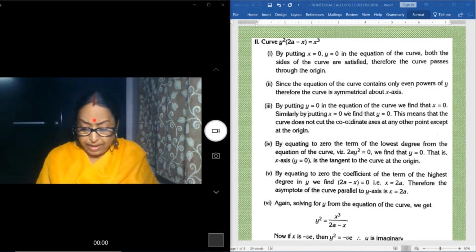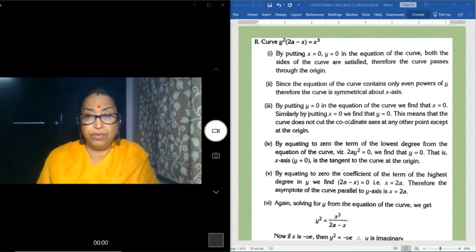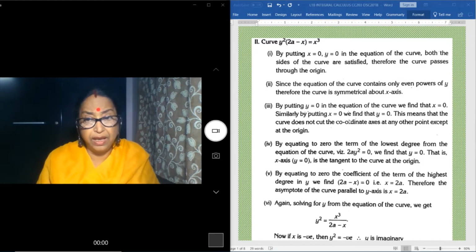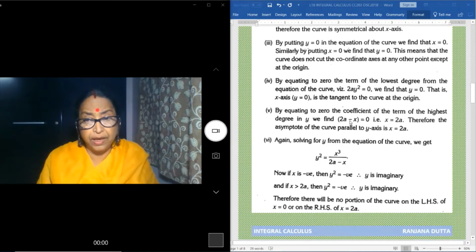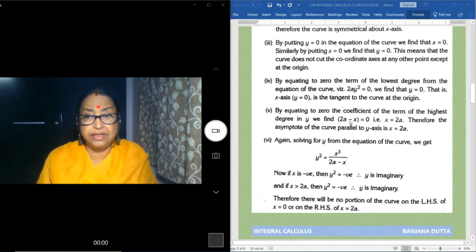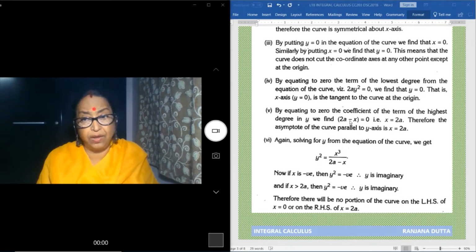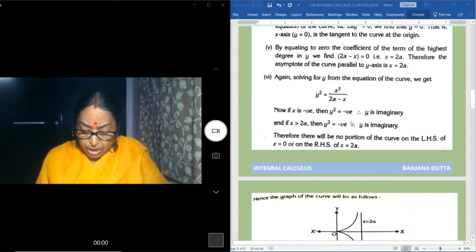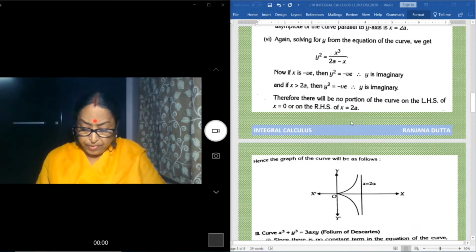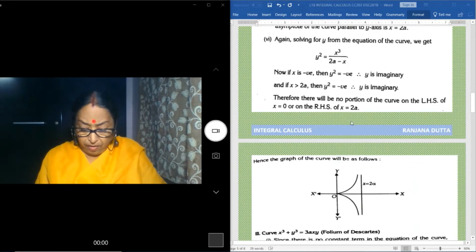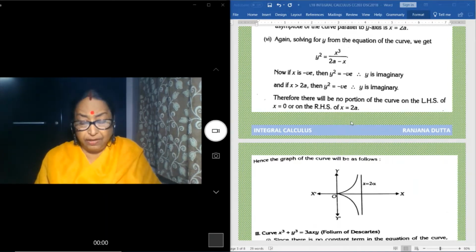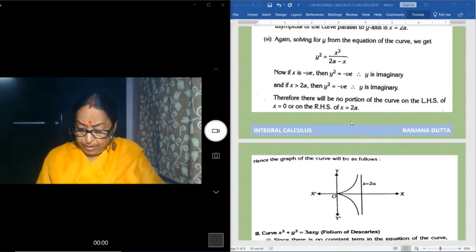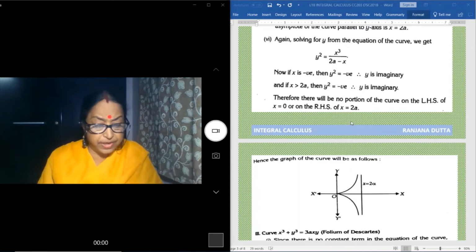Again, y square can be written as x cubed by 2a minus x. If x is negative, then y square will be negative, so y will be imaginary. And if x is greater than 2a, then also y square will be negative and y will be imaginary. So, no portion of the curve will be on the side where x is negative, or x is greater than 2a. So applying this, we can draw a curve as you can see on your screen.